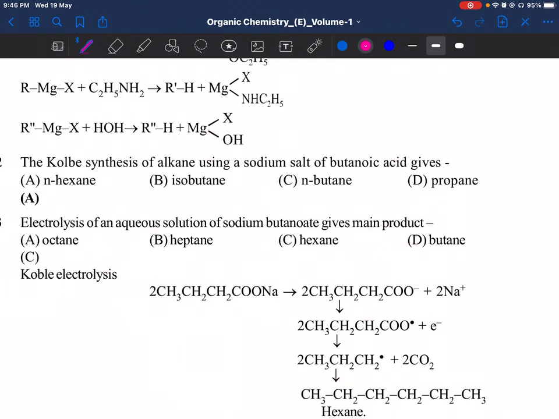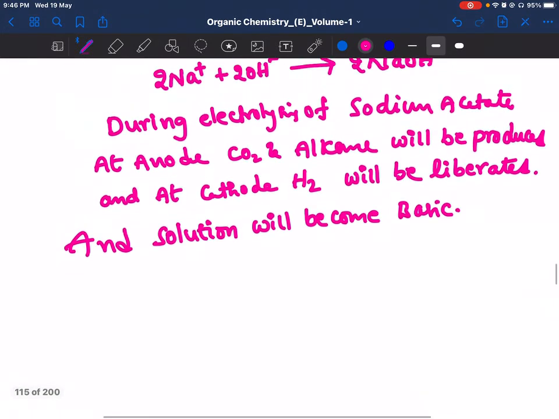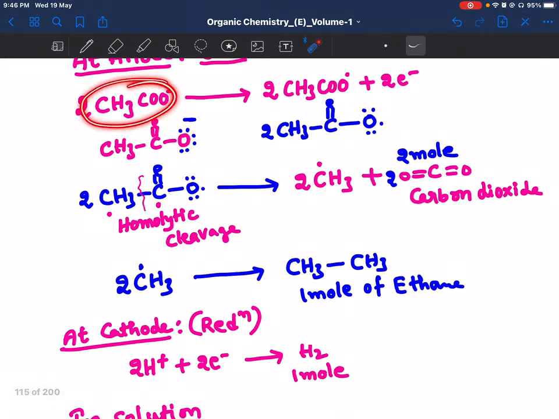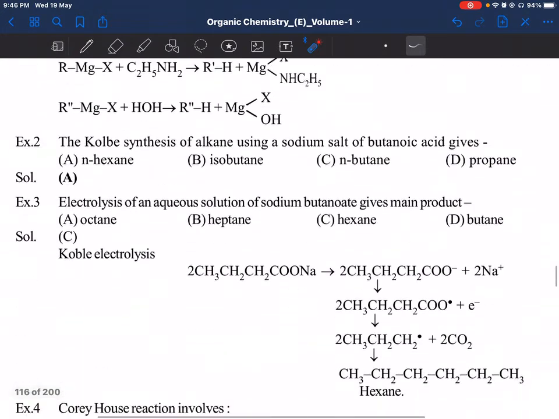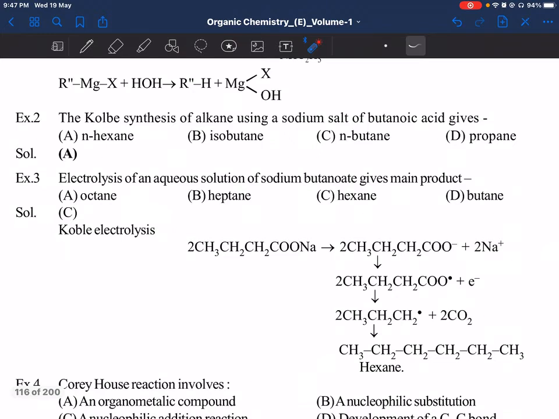Now there are some questions related to Kolb's electrolysis. We'll discuss those. In Kolb's electrolysis, butanoic acid and acetic acid are given. When we take acetic acid, we got ethane. That means there is a loss of carbon atoms. Here I have taken the acetate ion and we are losing one carbon, and the carbons combine together, giving ethane. Okay, students. Now, Kolb's electrolysis of an alkane using the sodium salt of butanoic acid means.